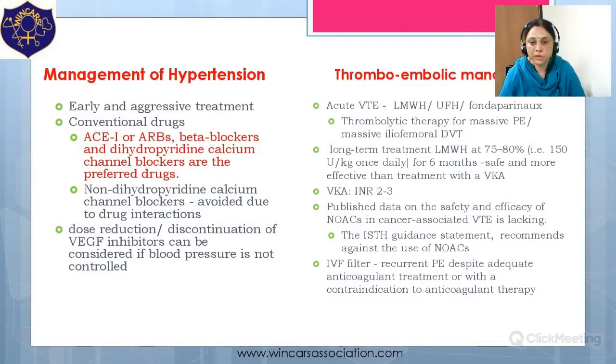Acute venous thromboembolism is to be treated either with low molecular weight heparin, unfractionated heparin, or fondaparinux, of which low molecular weight heparin is preferred due to its ease of administration. Thrombolytic therapy is reserved for use in massive PE or massive iliofemoral DVT where the limb is in jeopardy.